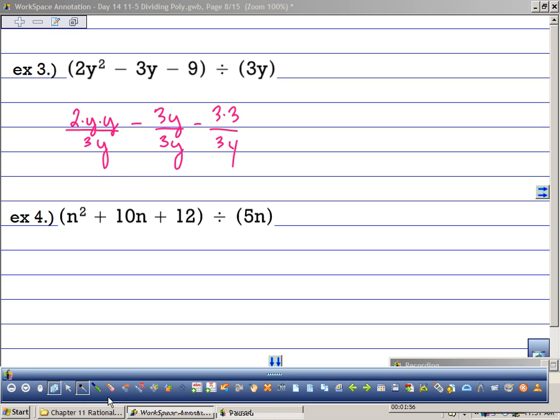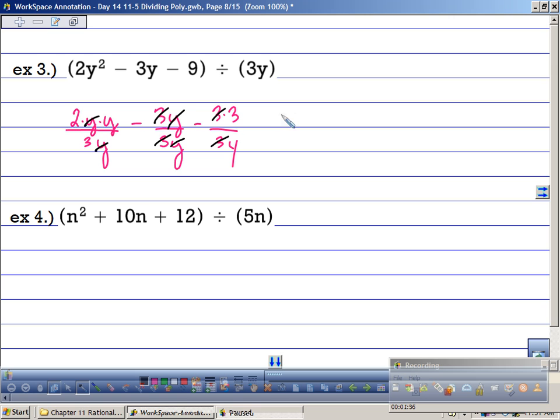So this, well, the way we used to, let me finish it and then we'll look at how we used to do it, okay? So these cancel, all of this cancels, and all of that cancels. What's left over? 2y divided by 3 minus 3 divided by y.